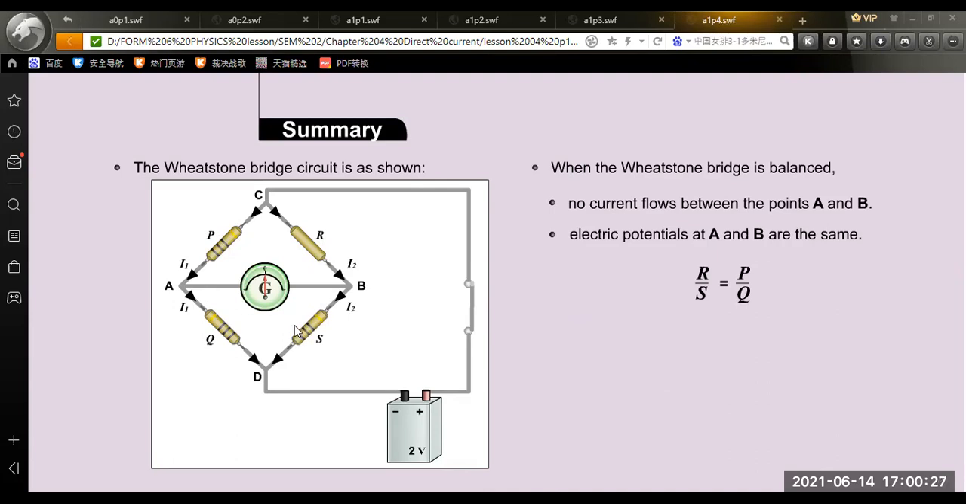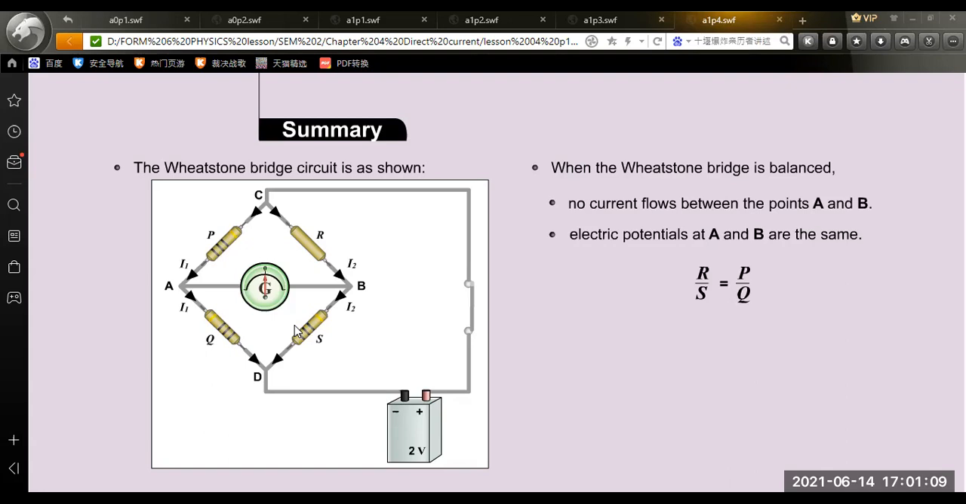Next, when the Wheatstone bridge is balanced, this means that no current flows between A and B. No current flow means that the potential difference at point A is equal to the potential difference at point B. Voltage at point A equals the voltage at point B. The electric potentials at A and B are the same.